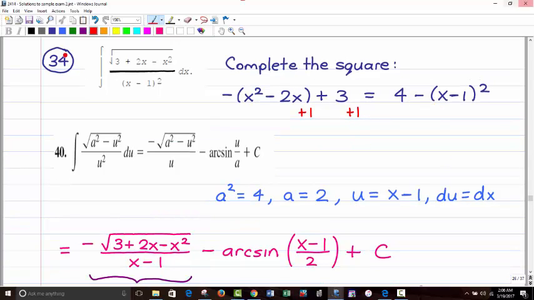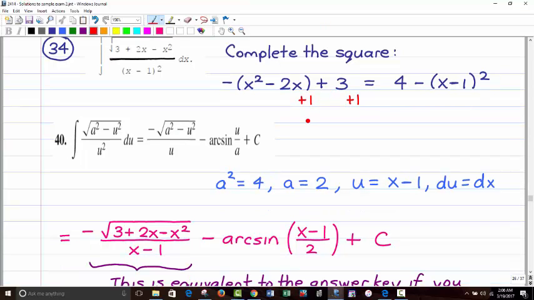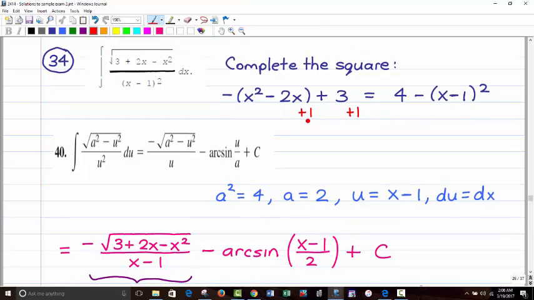And so let's kind of piece all this together now. Now we have everything set. We know that u is x minus 1, du is dx. No adjustments there. A squared is, so once again, this problem, I don't mind that there was no adjustments for the du since you had to complete the square. That was challenging enough. The a squared is 4. That makes a 2. U is x minus 1. So we're good.